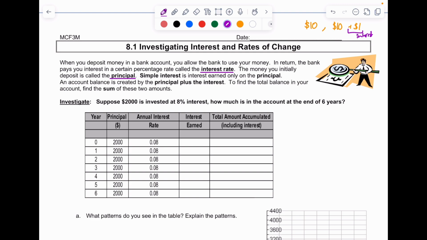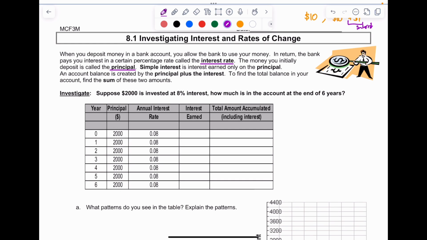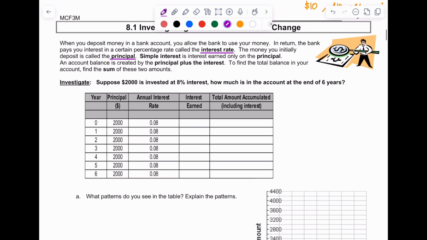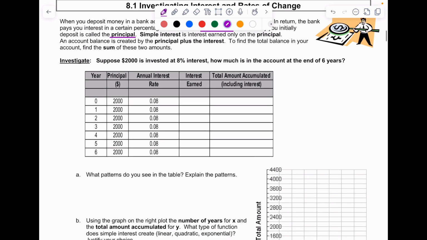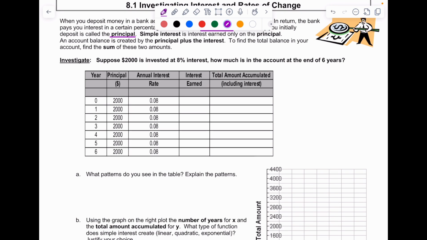So now what makes simple interest simple? All right, and that's what today's lesson is on. We're just focusing on simple interest. In tomorrow's lesson, we'll work on compound interest, okay? So what simple interest is, we'll look at in this example right here, in this investigation, all right?